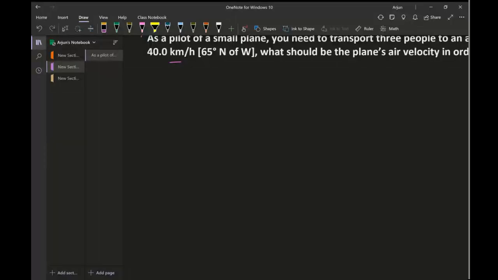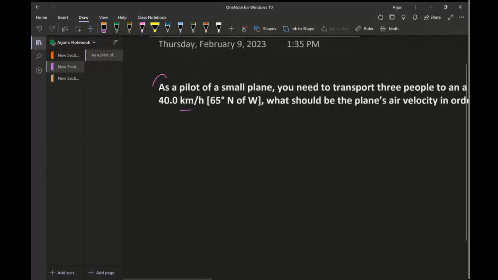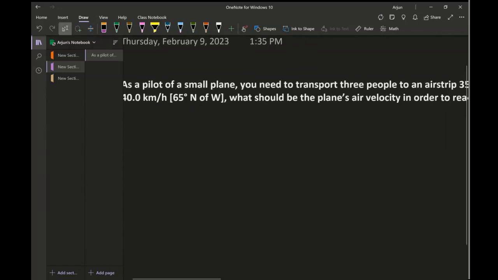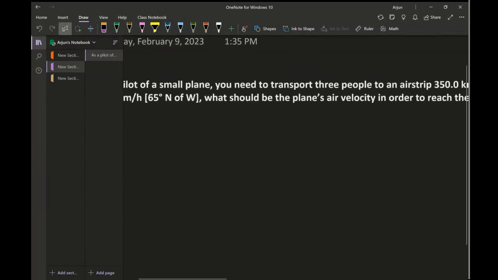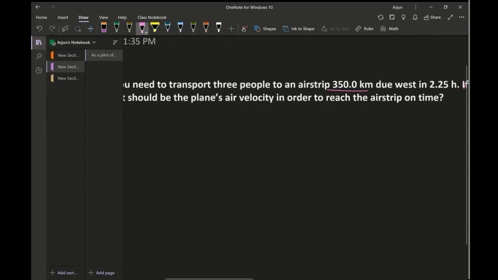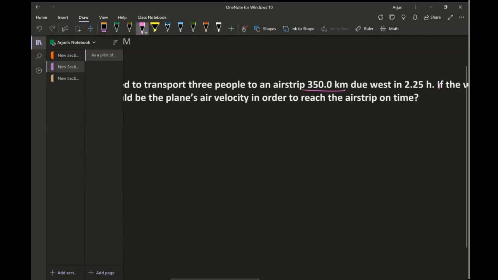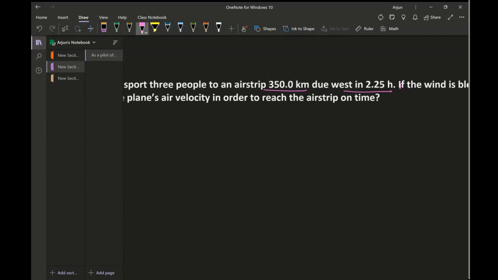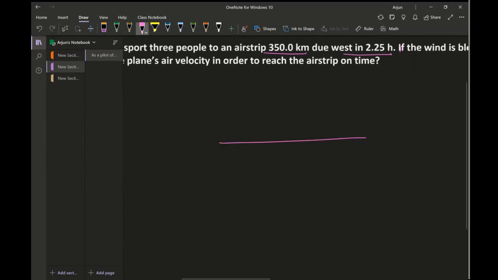Welcome back, folks. In today's class, I'll be talking about the relative motion concepts, and we'll talk about 2D relative motion. This question is from the Pearson textbook. The question says that you need to transport three people across an airstrip, which is 350 kilometers due west in 2.25 hours. So this is where the plane should be at.